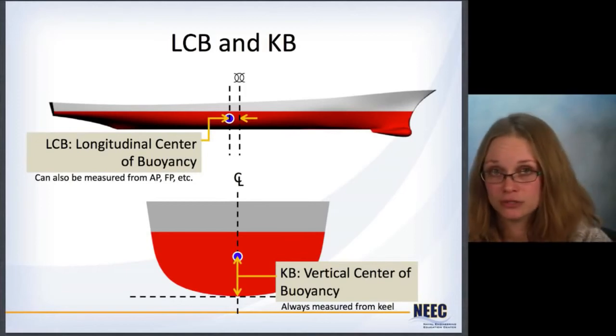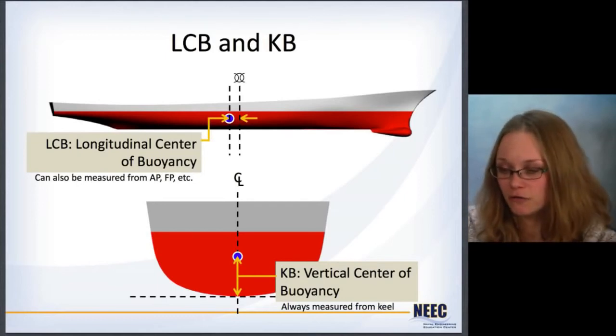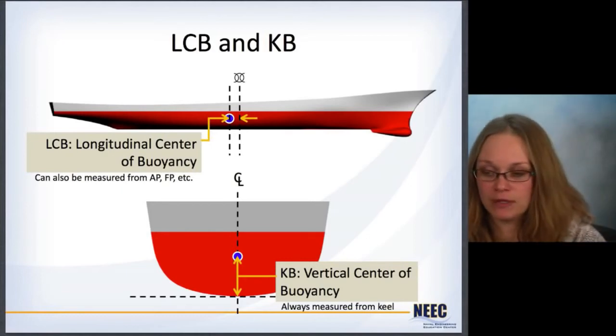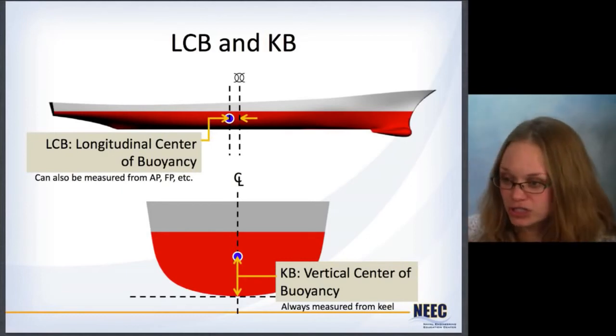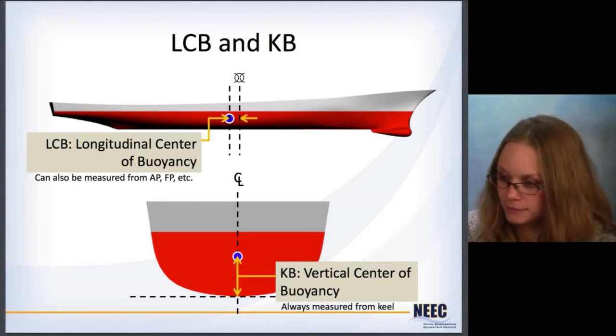Instead, we're looking at the longitudinal center of buoyancy, which is the LCB. This is, similarly to the LCF, longitudinal center of flotation, generally measured from midships, but it can be measured from the aft perpendicular or from the forward perpendicular, so just check to see. The vertical center of buoyancy is always measured from the keel, hence its designation here, KB, for keel to center of buoyancy, B here.